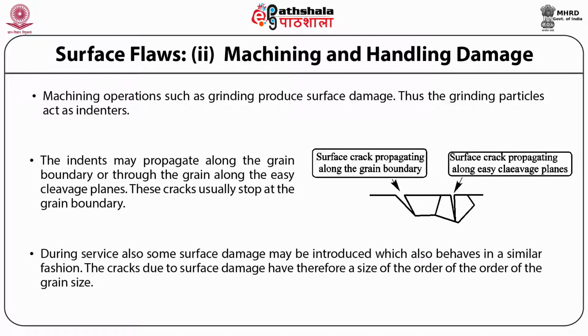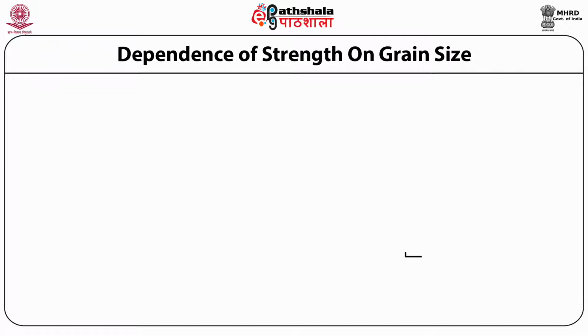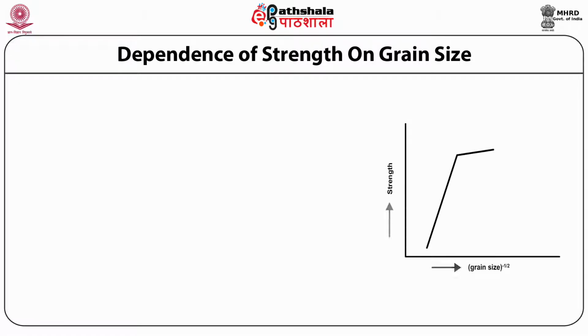So during service also, some surface damage may be introduced, which also behaves in a similar fashion. So the cracks due to surface damage have therefore a size of the order of the grain size. Let us now discuss the dependence of the strength on grain size.